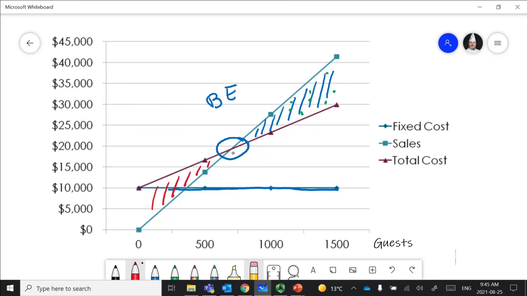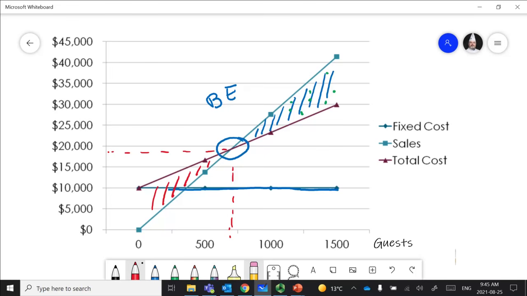So minimum, we need to have, what is that going to be? About, say, 700 customers to generate just under $20,000 in revenue to break even. We're not losing any money. We're not gaining any money, right? We want to make sure we've got in here.